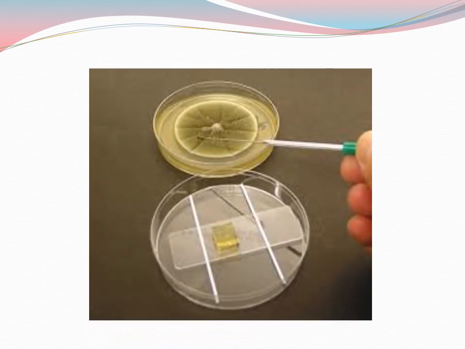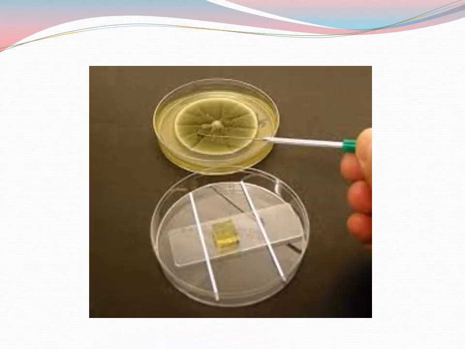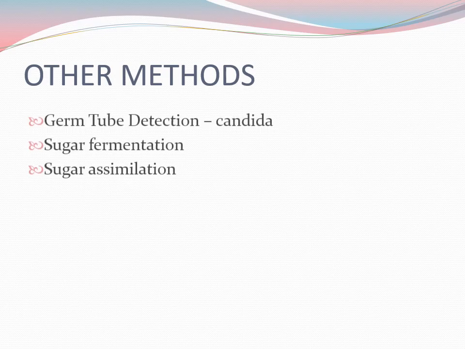So in this slide, we are noticing that this slide culture technique is being done, and once we have inoculated, we incubate it. After that, we will get a very good morphology of the fungus, and it's very easy to identify these structures of fungus, and we will finally conclude what fungus that is. Then what are the other methods which can be done?